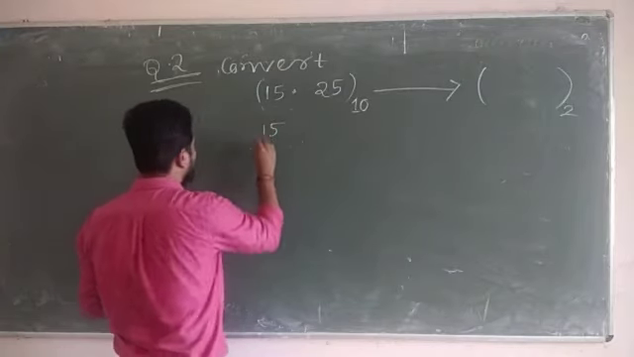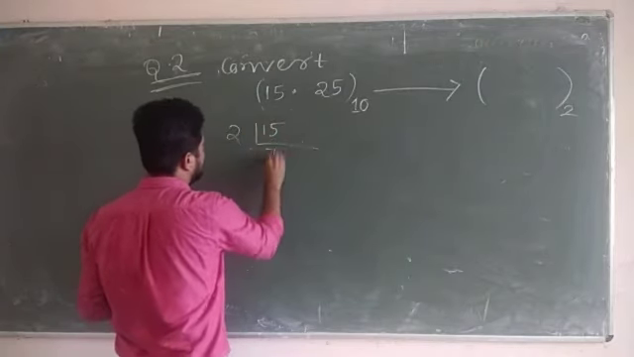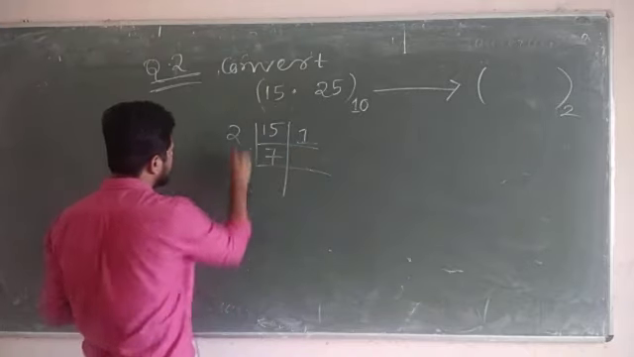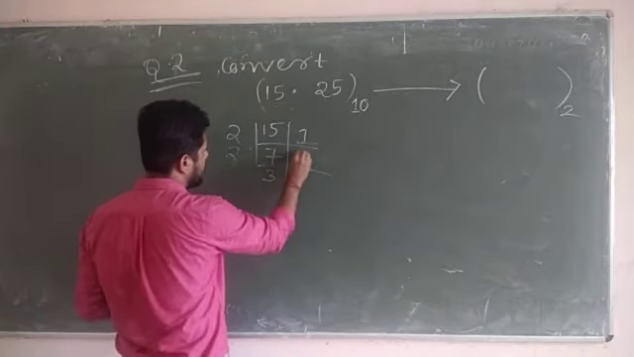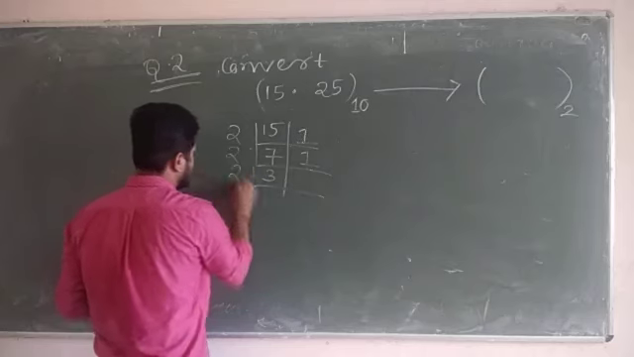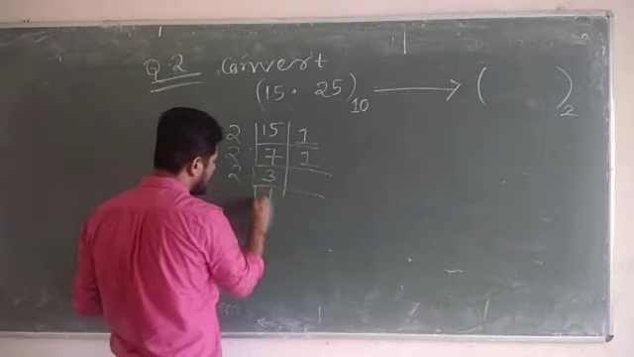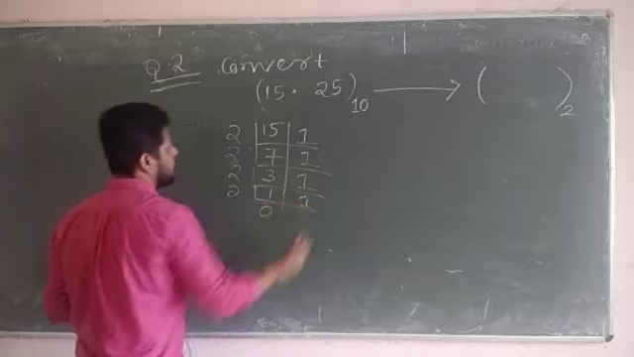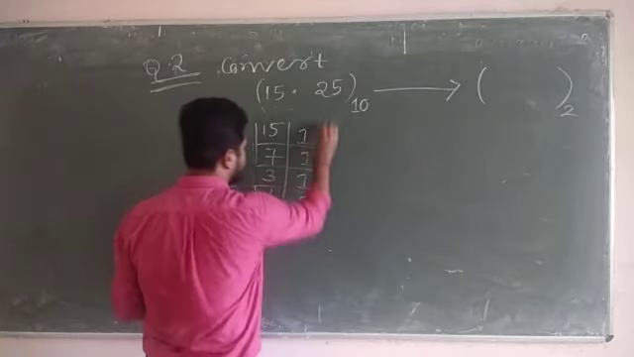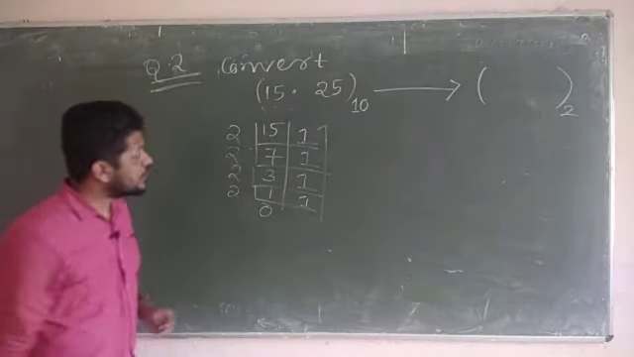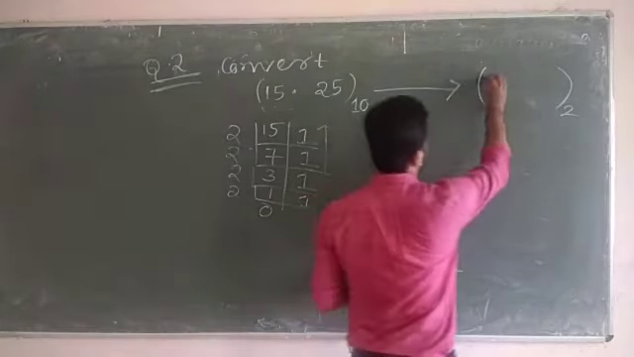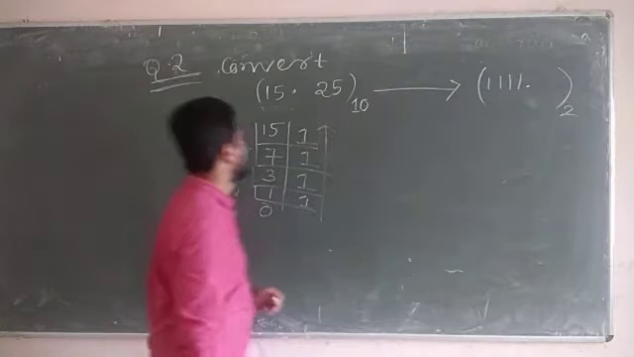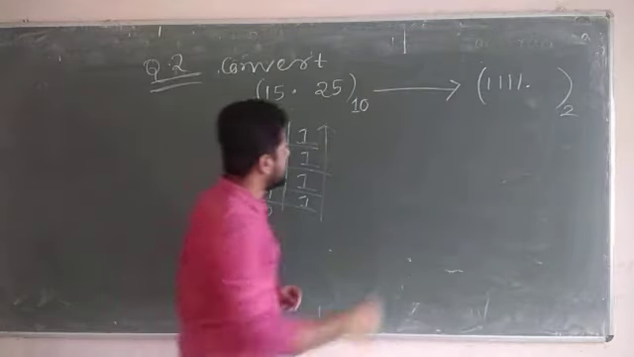So 15, we need to divide by 2. The remainder is 1, then 2 into 3, remainder is 1, then 2 into 1, the remainder is 1, then 2 into 0, remainder is 1. So it goes from bottom to top. The answer will be 1111, point. Then you need to convert that 0.25.